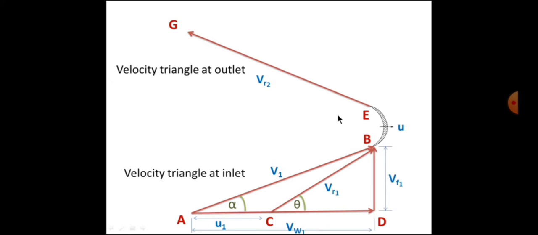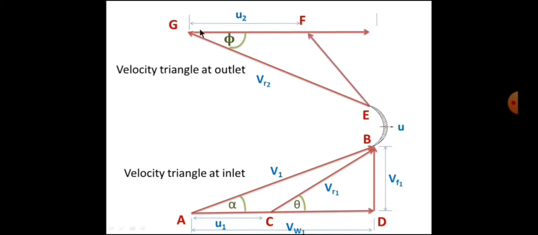The relative velocity at inlet is the same as the relative velocity at outlet if there is no frictional loss in the blade. The absolute velocity v2 of leaving steam makes an angle of beta to the tangent of the wheel. So here we can see that segment EG is giving us the velocity vr2, segment GF is giving us the velocity u2, whereas segment EF is nothing but velocity v2, and this segment EF, that is velocity v2, is inclined at an angle of beta.